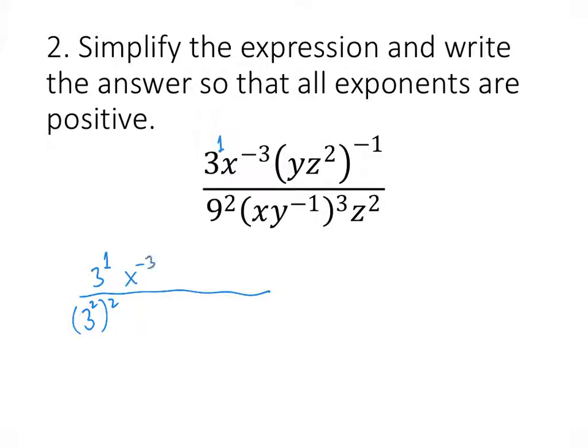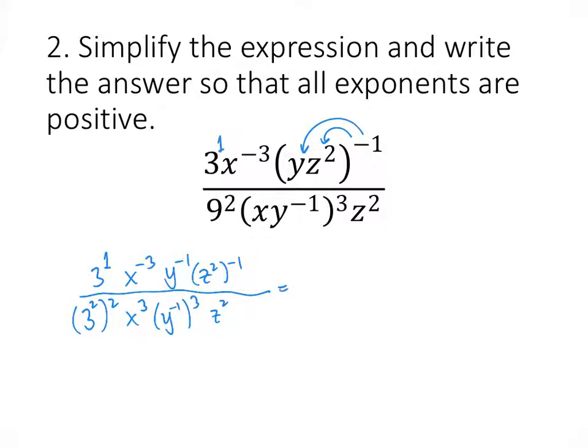We have x to the minus 3. Now, whenever we have a product raised to a power, we can raise each of those individual terms to that power. So we have y to the minus 1 and z squared to the minus 1. Similarly, on the bottom, we have x cubed and y to the minus 1 cubed, and then z squared.